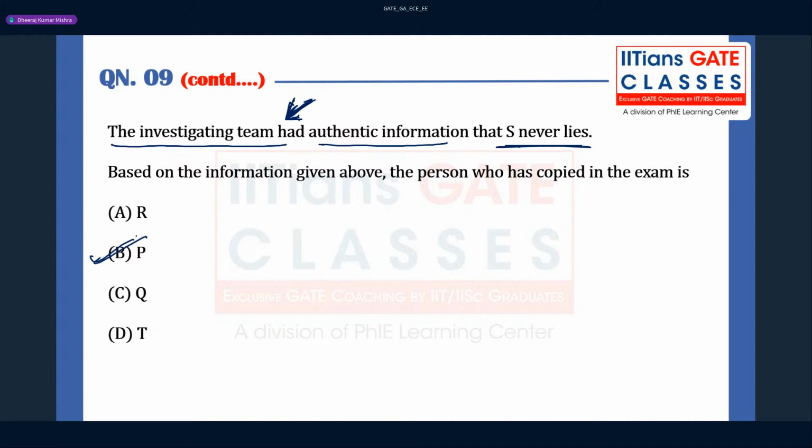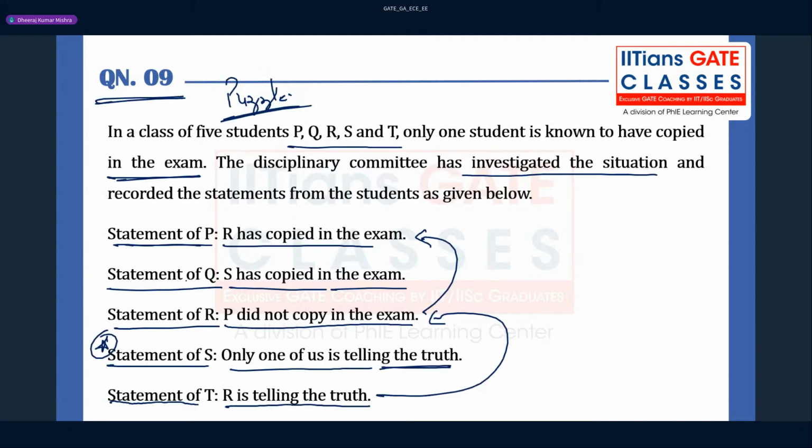Since I told you that you have to understand that S never lies, S speaks the truth. That is very important. What you have to understand here is the statement S. If you take the statement S, only one of us is telling the truth, and it is also given in the question that S is telling the truth.